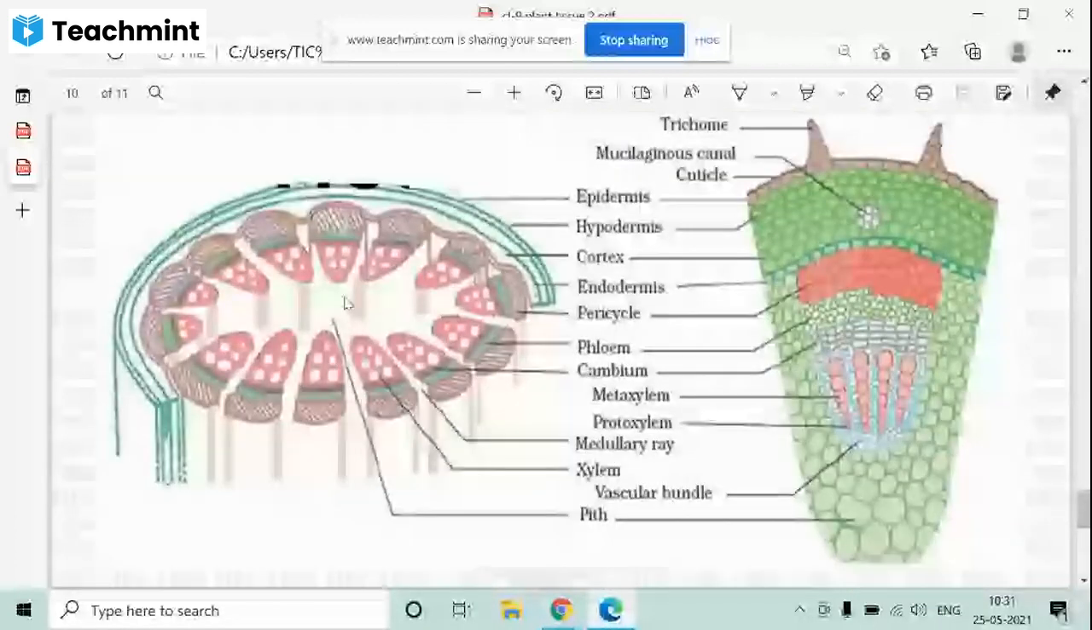This part is the inner part. This is called the pith. These pith are the parenchyma tissues. They are also called packing tissues. Parenchyma tissues are packing tissues. Then just above that is a vascular bundle. This whole is called vascular bundle. Here, these are the xylem tissues and this is the phloem tissues. Clear? Phloem tissues and xylem tissues.